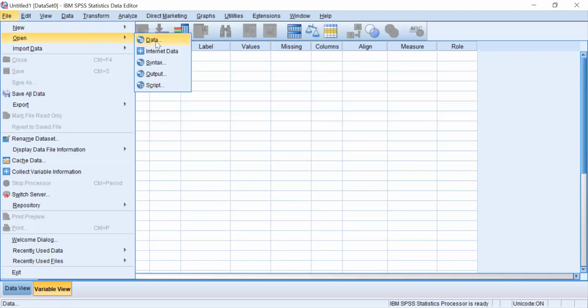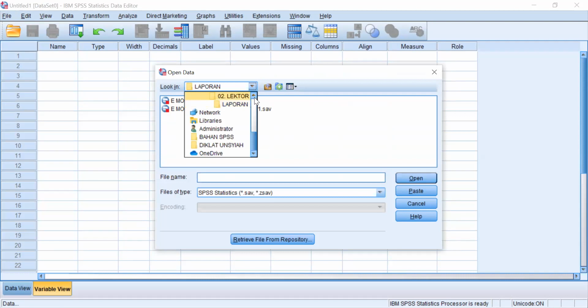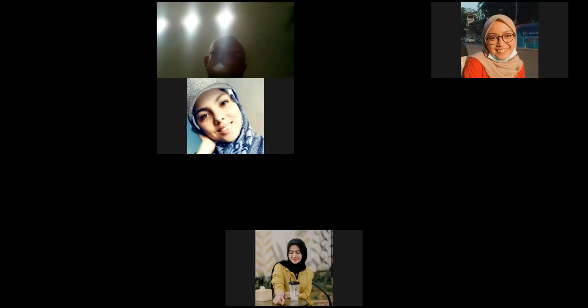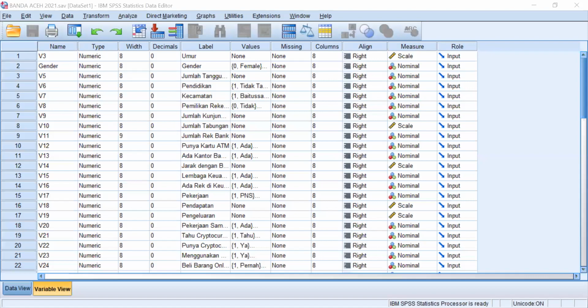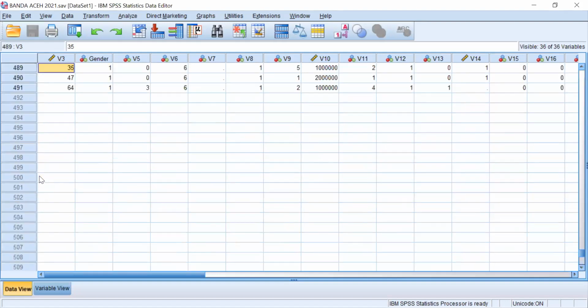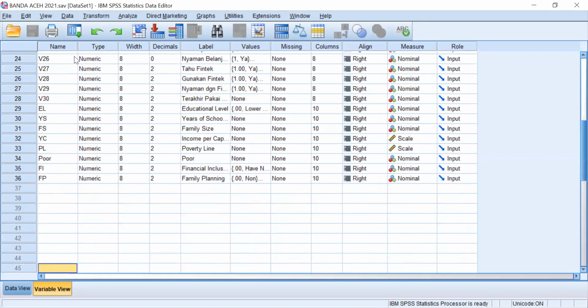This is my research actually. I'm still writing. I have several variables here. I have a sample of around 591 samples, and from the 36 variables.